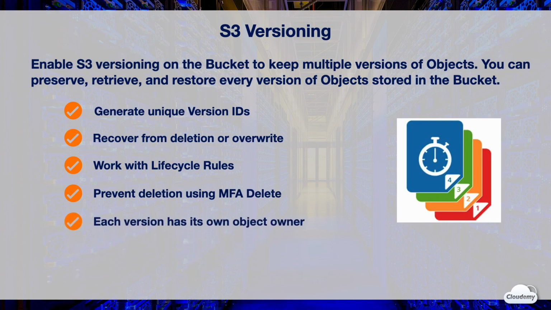Each version has its own object owner. An AWS account that creates the object version is the owner of the version. You can set different permissions for different versions of the same object. It's free to use S3 versioning. However, because each object version consumes storage space, versioning can incur extra storage costs.